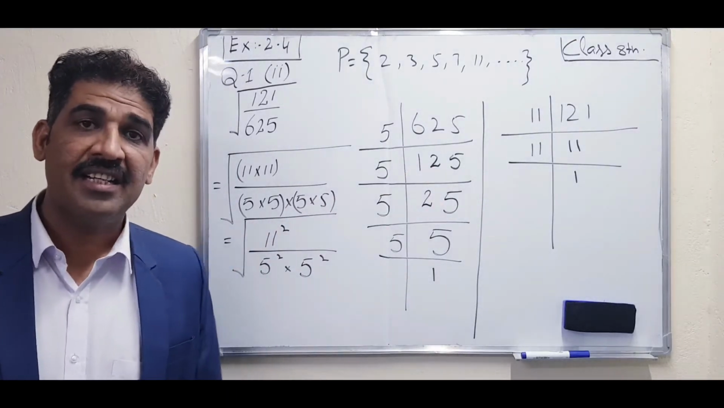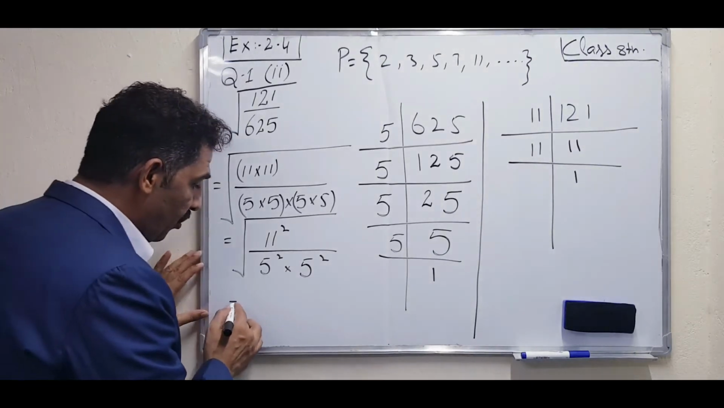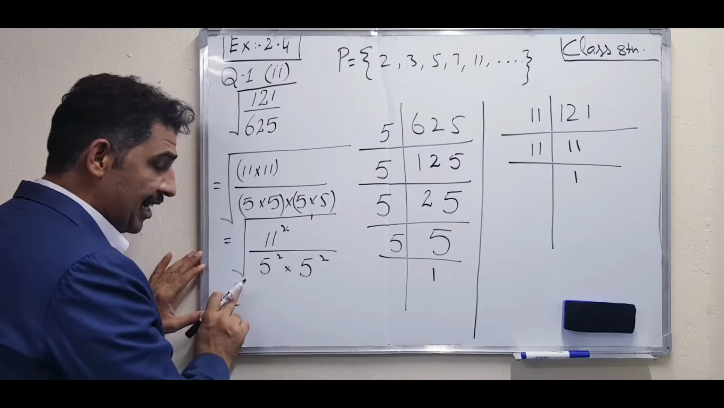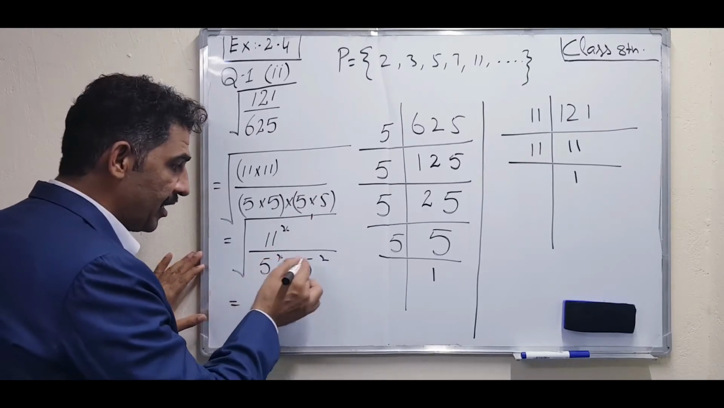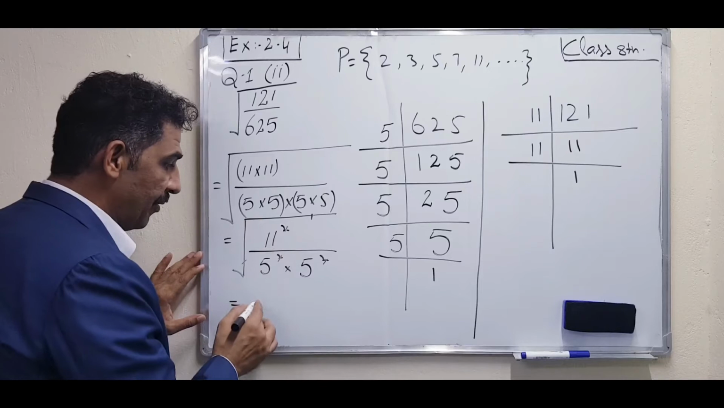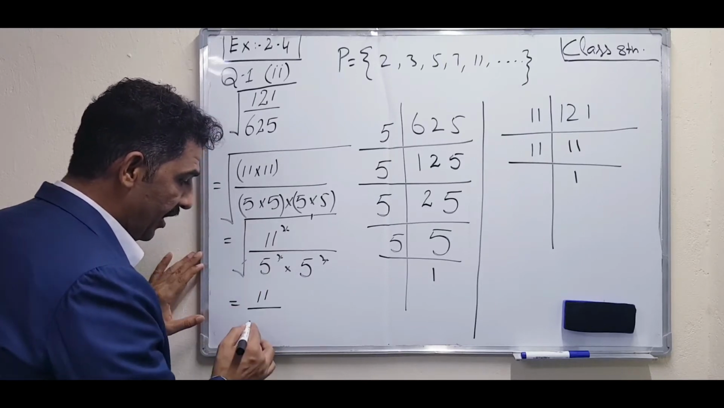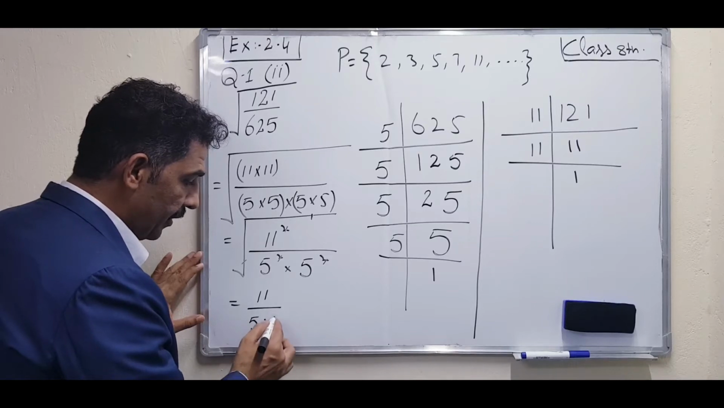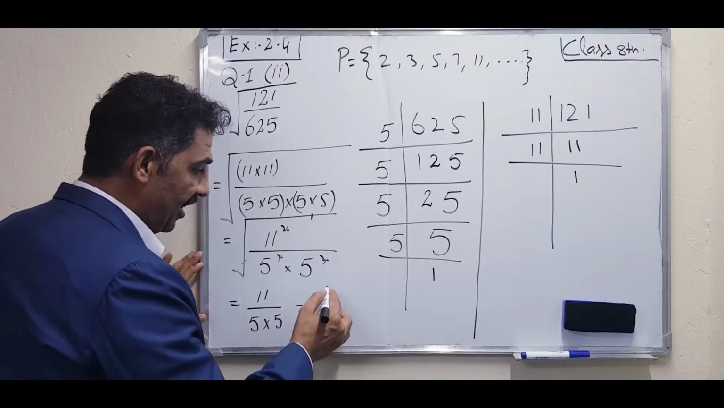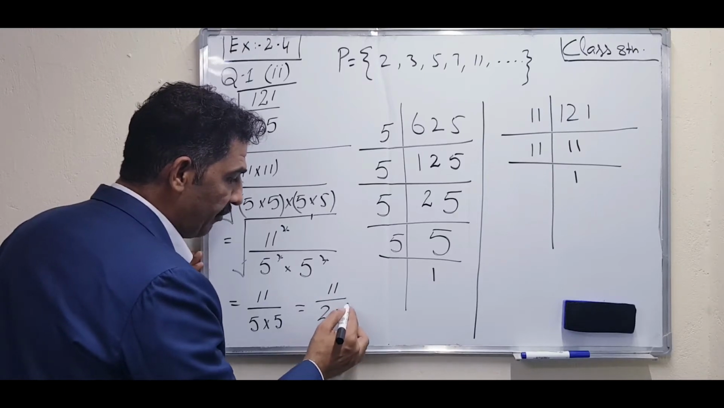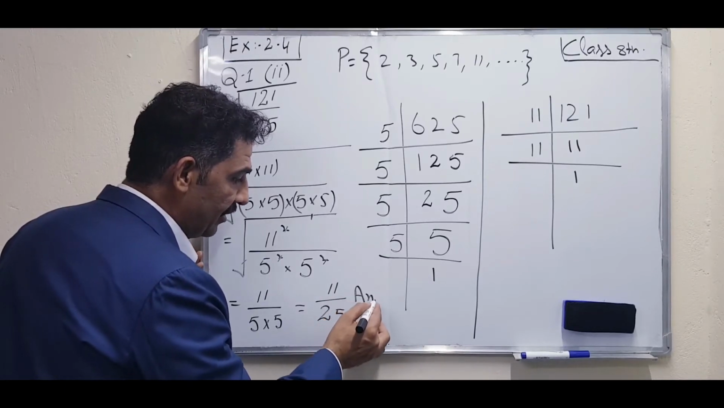When the square root is removed, it is cancelled like this. This root is also included in the denominator, so the denominator is also cancelled with the help of this root. So what is remaining? Only 11, and in the denominator 5 multiplied by 5. The final answer is 11 over 25. That is your final answer.